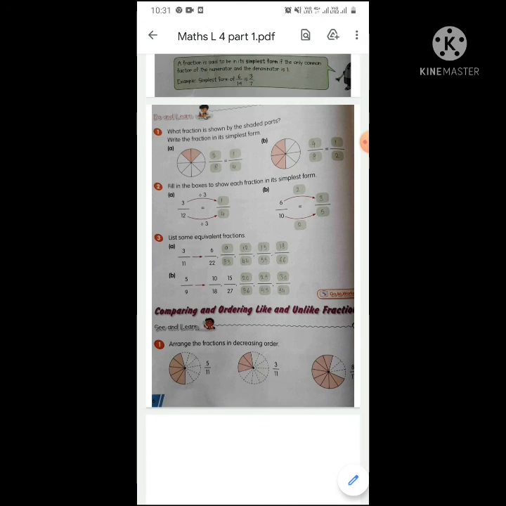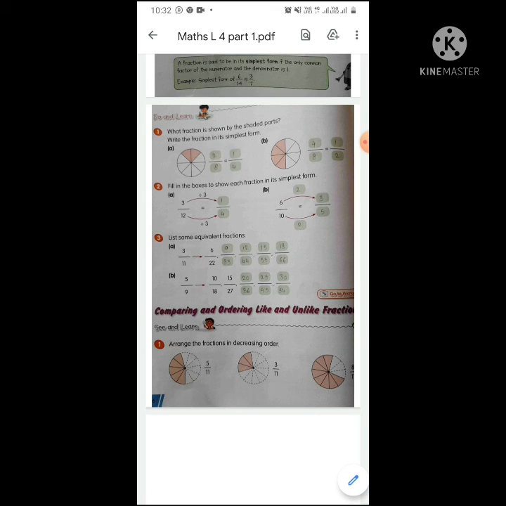See, filling the boxes to show each fraction in its simplest form. Same way we are going to see now by which number we divide, then we will get the answer. So 3, we are going to see 1 3s are 3 and 12 divided by 3 will be 4. If we divide 12, then we will get 4. So it will be 1 upon 4. Same way 6 by 2 we will get 3, and 10 divided by 2 we will get 5. 6 divided by 2 we will get 3.